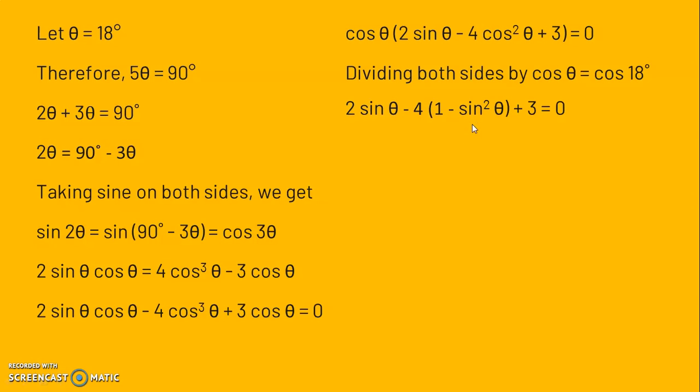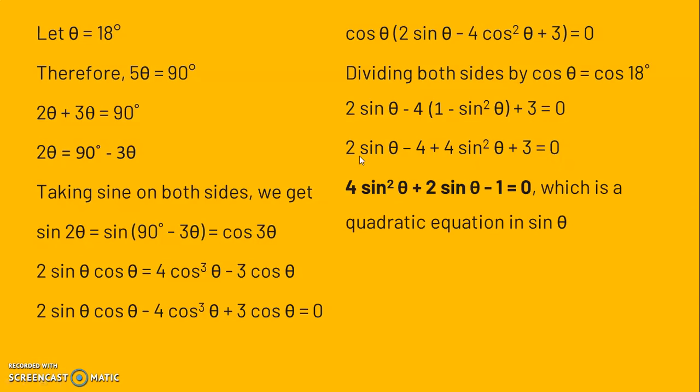Okay. So let's multiply this 4 into this term. So 2 sin theta minus 4 into 1, minus 4 into minus sin square theta, plus 4 sin square theta plus 3 is equal to 0. So that is 4 sin square theta plus 2 sin theta minus 4 plus 3, which is minus 1, equal to 0. So this is a quadratic equation in sin theta. So if we solve this quadratic equation we will get the value of sin theta.